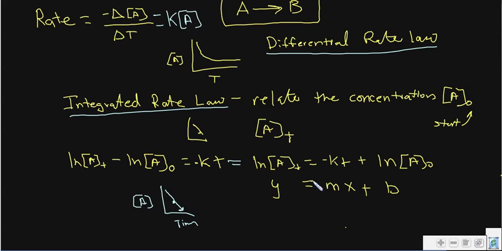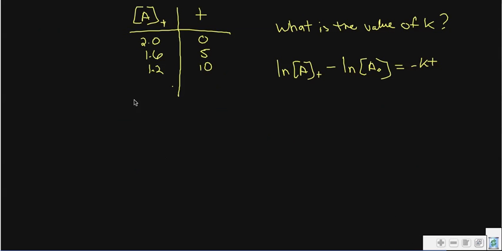So let's go ahead and just punch some numbers into that and see if we can't solve this. All right, so let's say this is our data. Let's say that our concentration, we started with 2 molar, and we measured it 5 seconds later. So let's say this is time in seconds. So 5 seconds later, we were down to 1.6. And then 10 seconds after that, we were down to 1.2. So what's the value of k? We have everything else in here. And so let's go ahead and solve for the value of k.